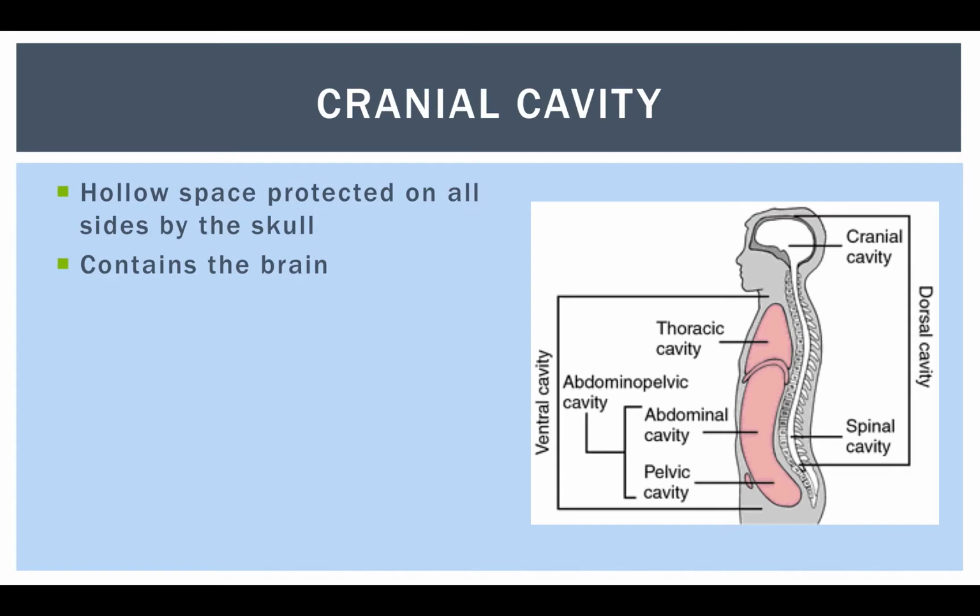The cranial cavity is a hollow space. It's protected on all sides by the skull, and the thing that's being protected is the brain. So your brain sits inside this hollow space within your skull, surrounded by bone on all sides.